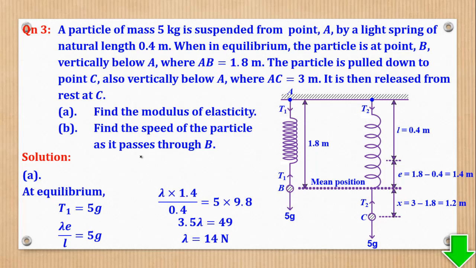Part B, they said find the speed of the particle as it passes through B. When you hear the word speed, it means that you have to conserve energy. So we are going to use 2 points. There is point B and point C. And now here it is vertical, meaning there is gravitational potential energy.